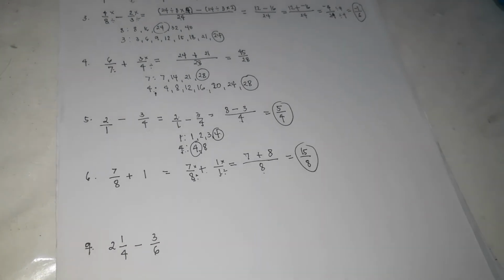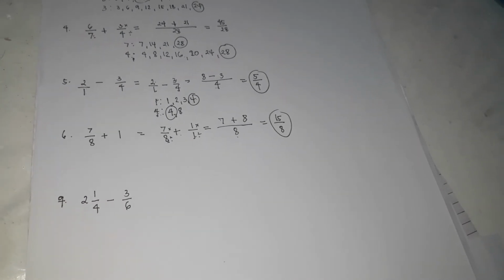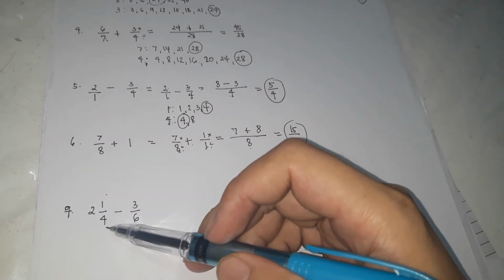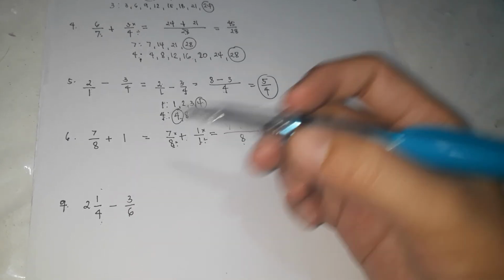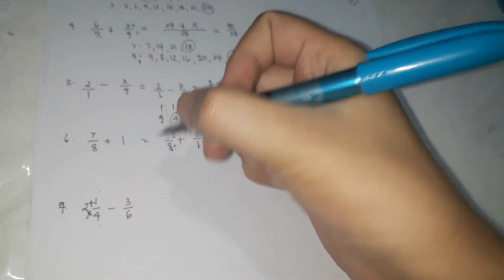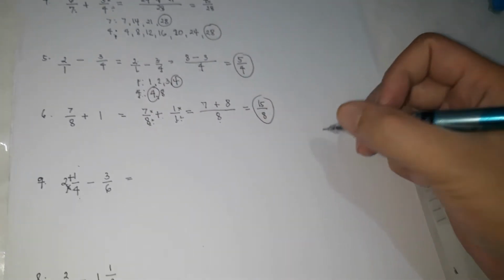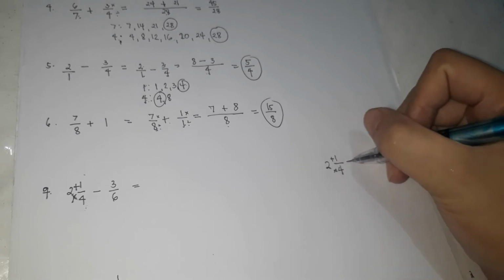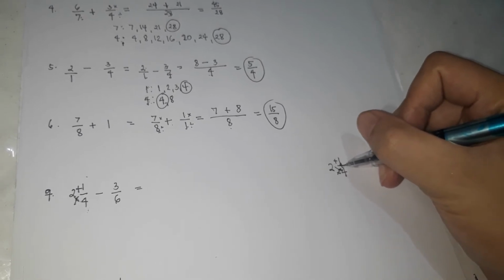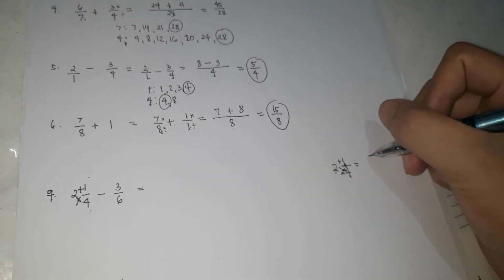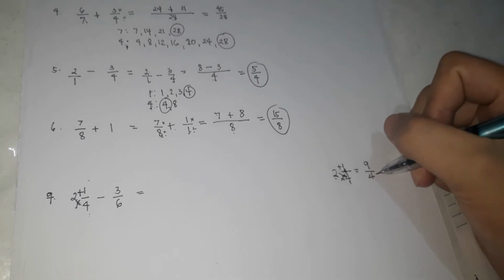Next, 2 and 1/4 minus 3 over 6. So in here, we have a mixed fraction. The first thing you're going to do is change this to an improper fraction. How are you going to change this? Times plus. So 2 and 1/4, times plus. 2 times 4, start here, then add this. 2 times 4 is 8 plus 1, 9 over 4.